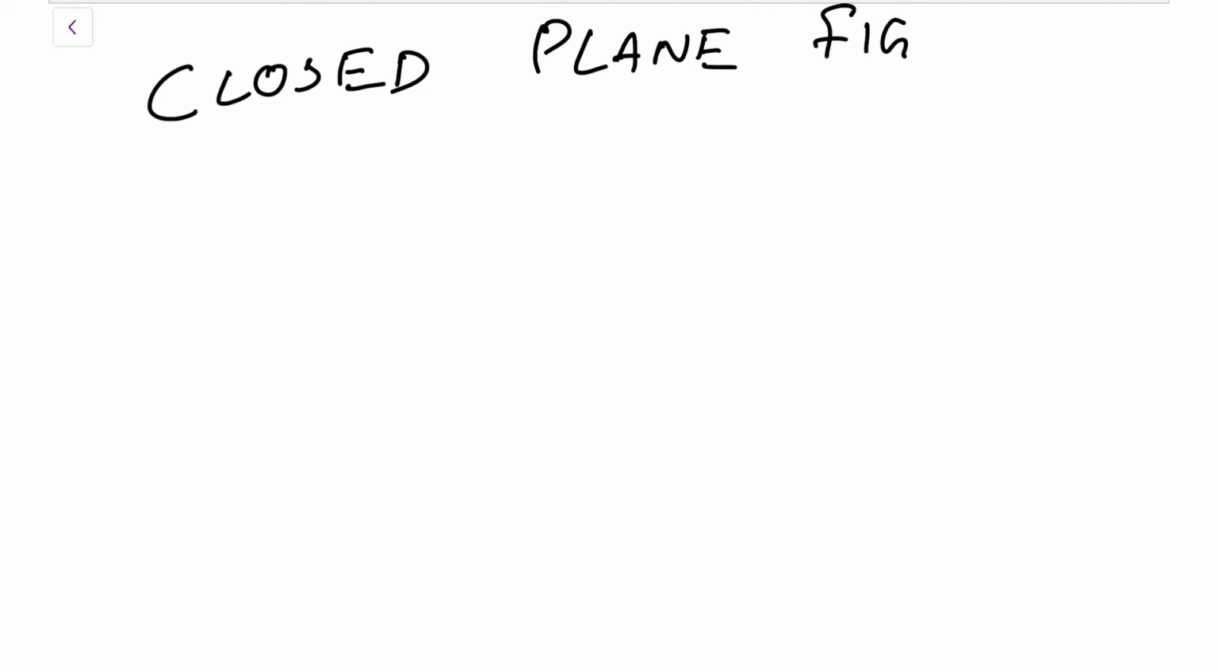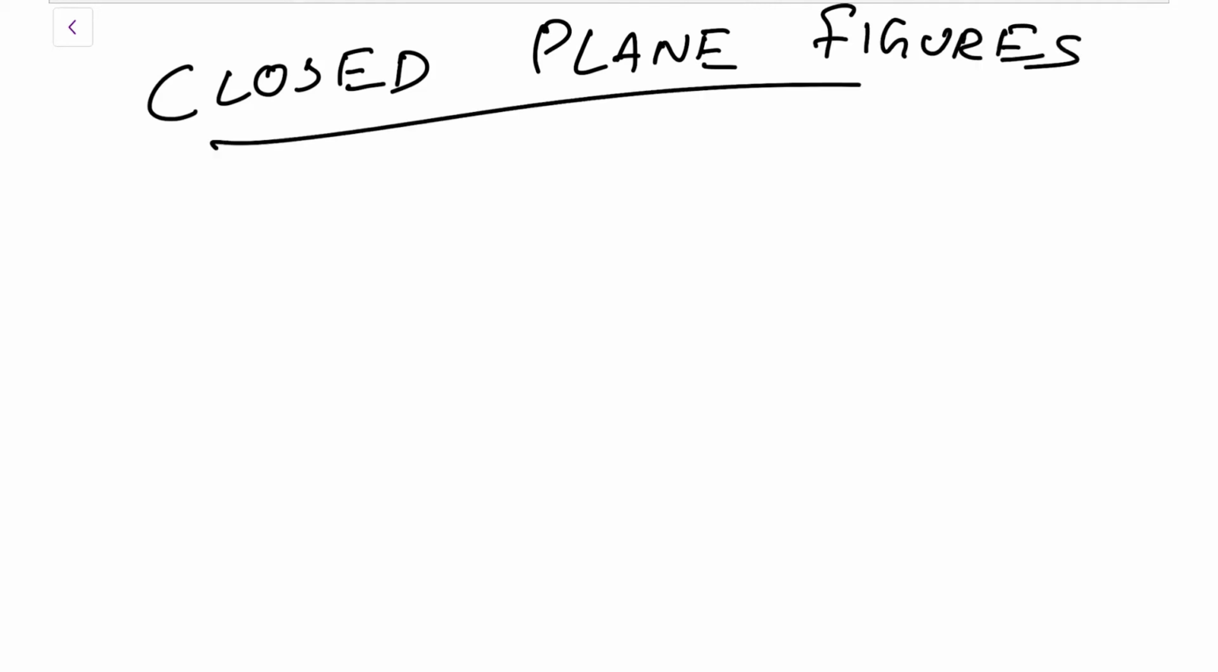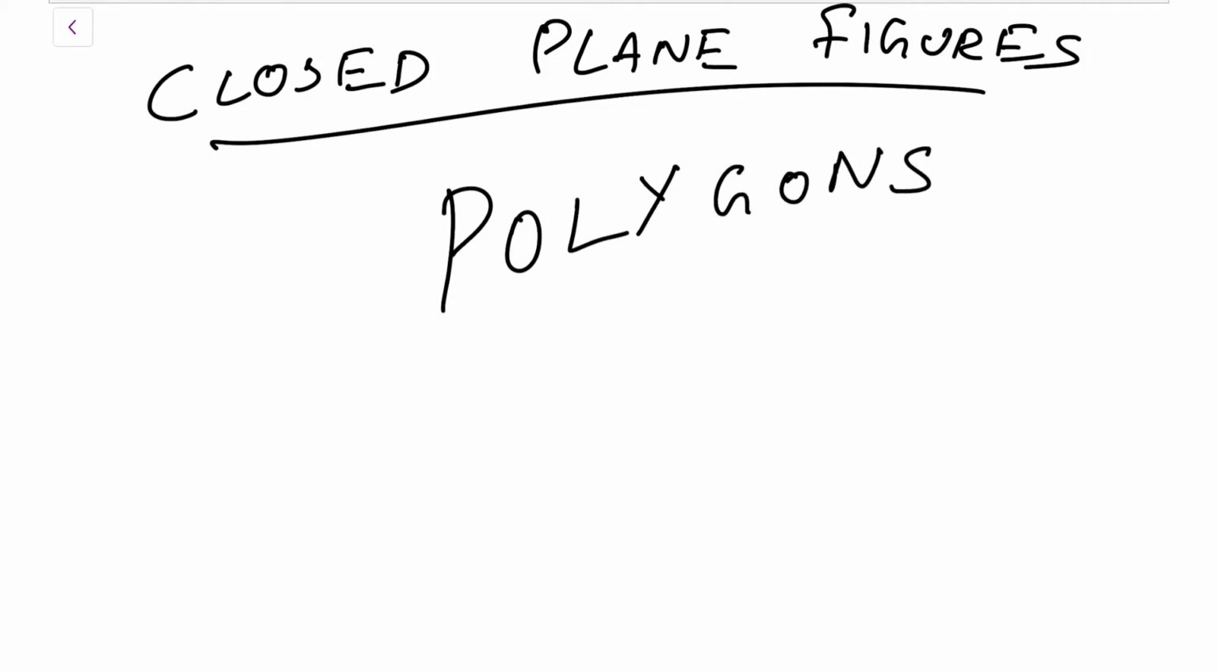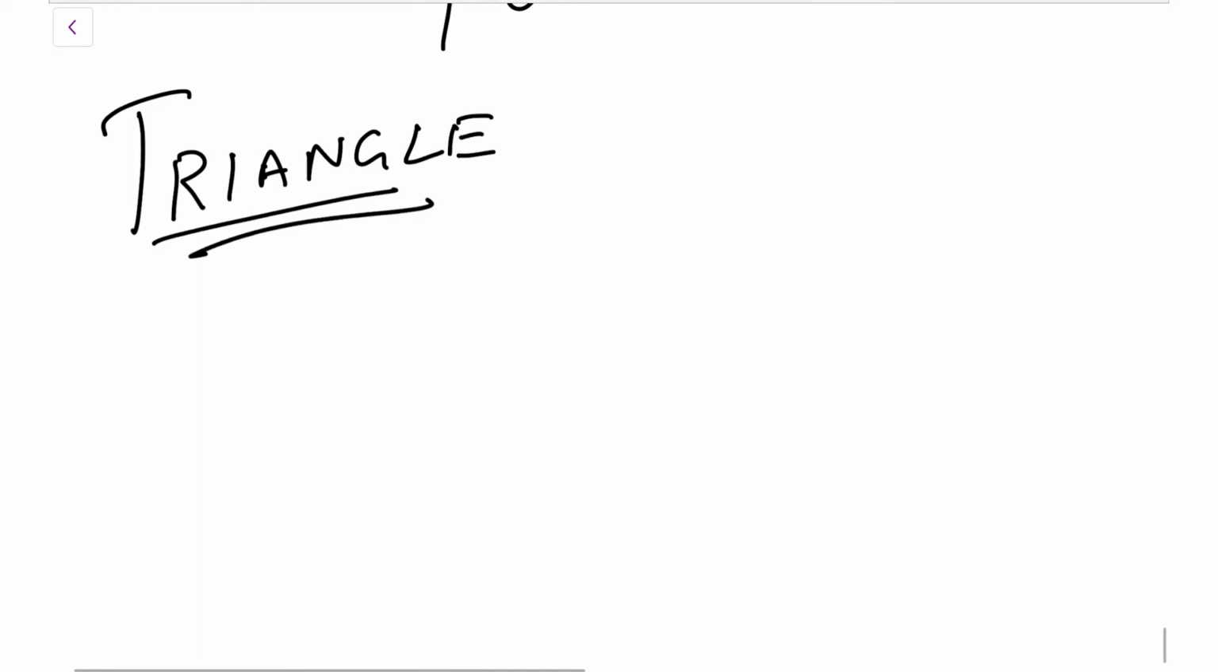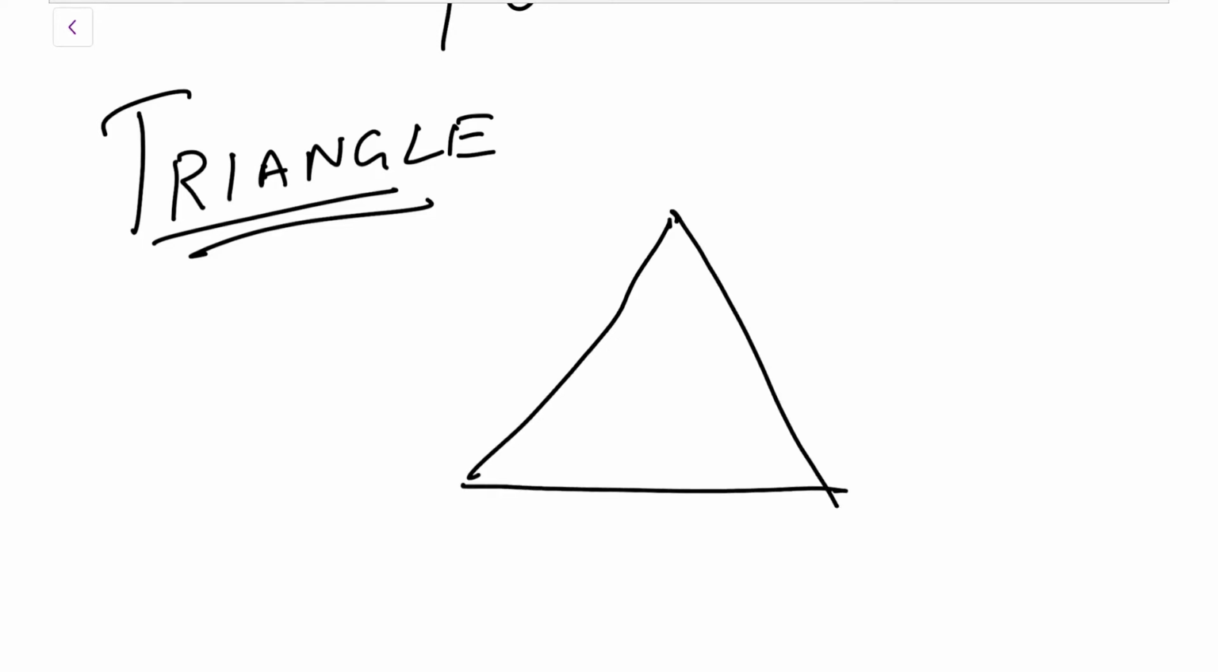Alright? Okay. Now let's look at closed plane figures. You know what closed plane figures are called? They are called polygons. Okay, let's observe and learn some of the polygons. First, we are going to look at triangles. What is a triangle? What are some of the properties of a triangle? All of you know how a triangle looks. This is how a triangle looks. All right.